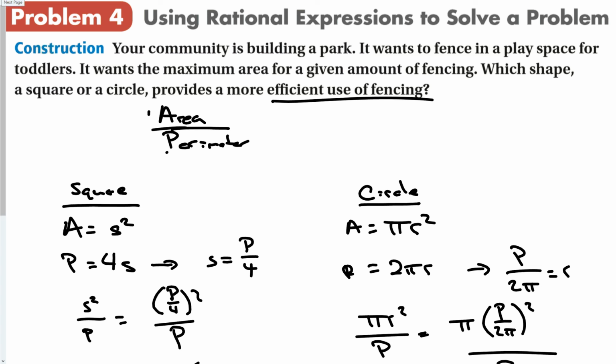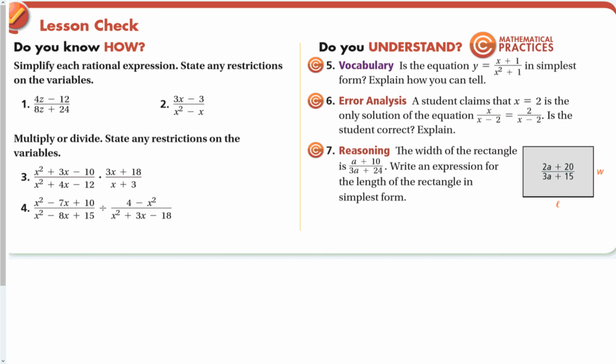Hopefully you followed along, but the point of this section is to be able to simplify the rational expressions, state the restrictions on the variables, multiply and divide, factor first, state the restrictions. Anything that was in the denominator ever is a restriction on the variable. And that was 8.4, rational expressions.